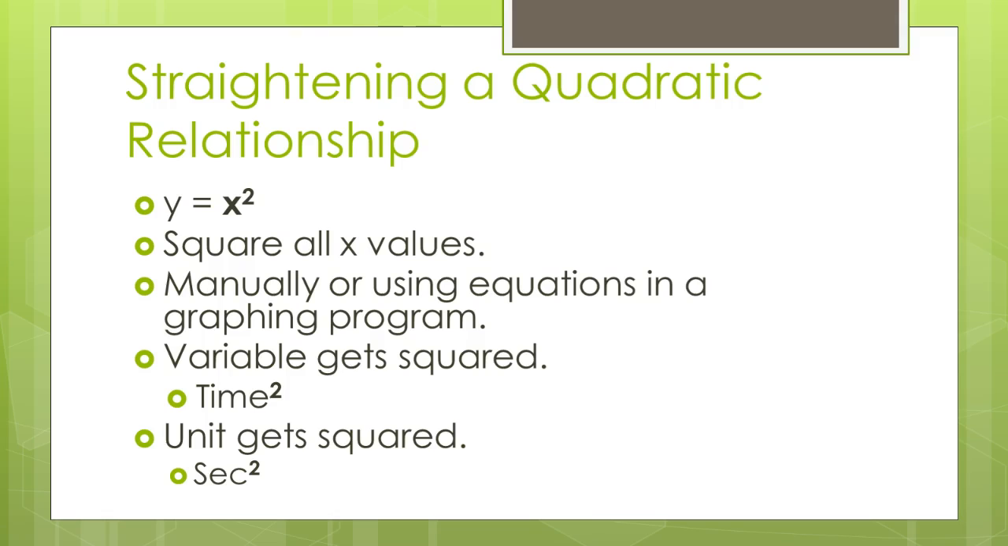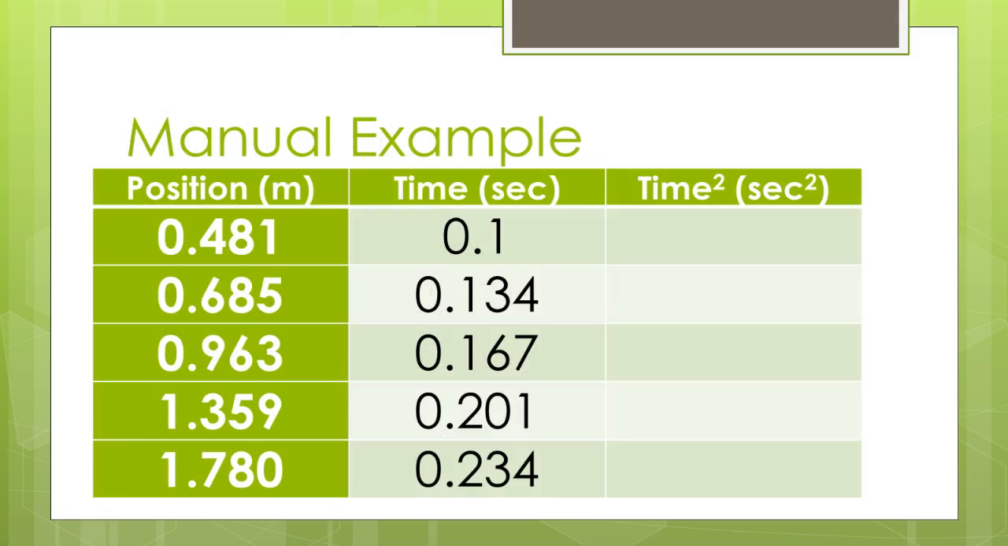If you needed to straighten the graph by hand, you could manually square all the values. We have our position, we have our time data. Time is graphed on our x-axis because it is an independent variable. So I'm going to square our x values. This is just a calculator moment.